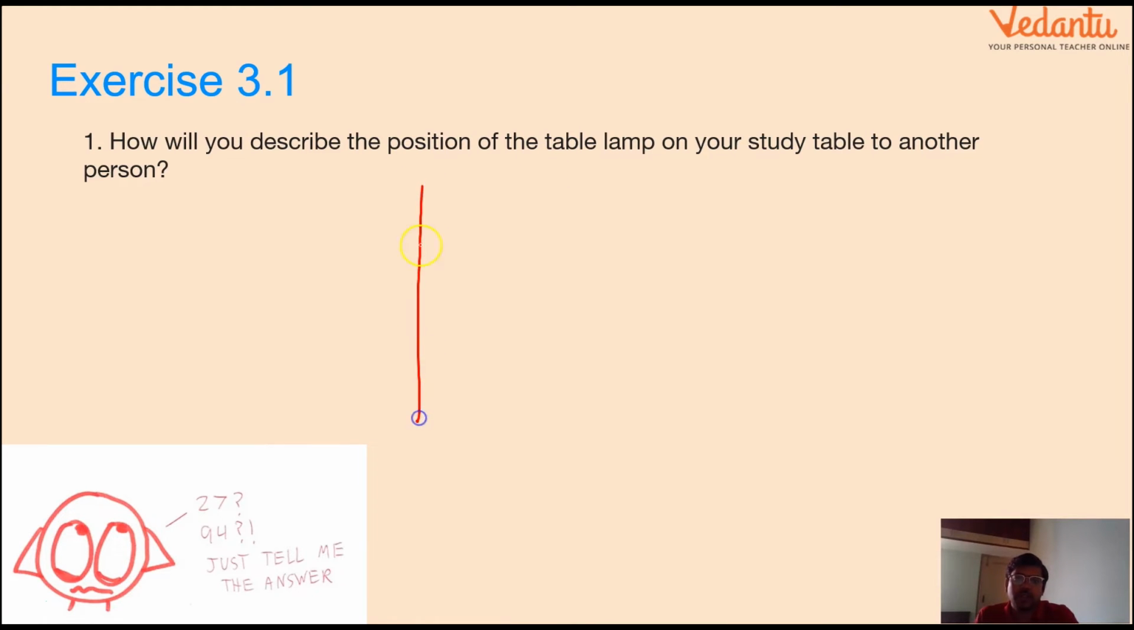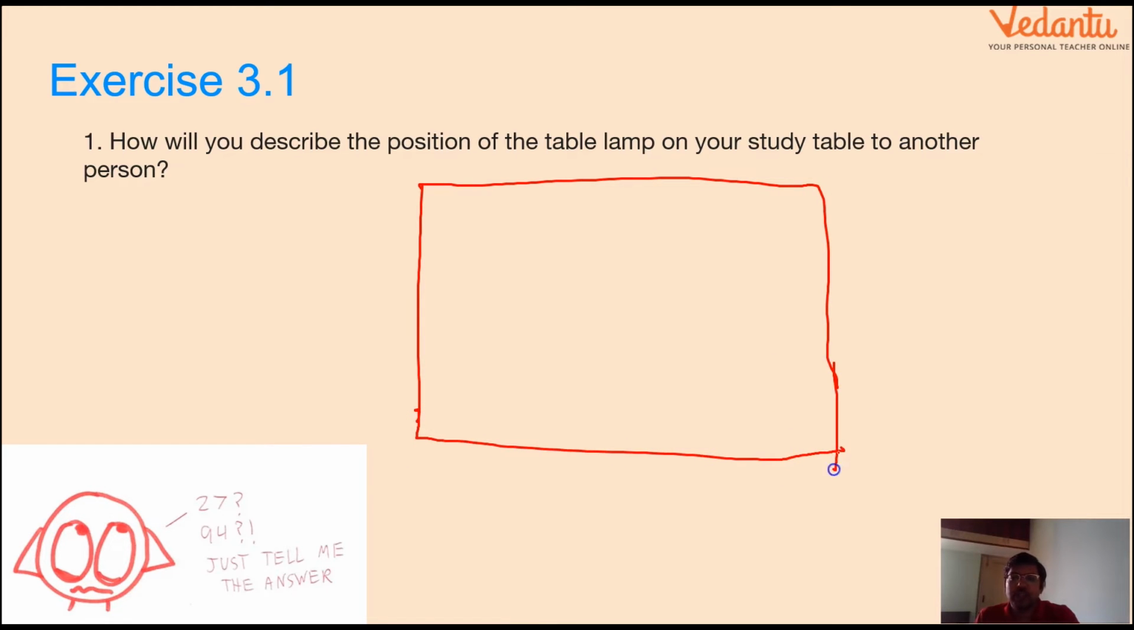Now, I'm just assuming that this is your study table. Okay. This is something interesting. Okay, let's do it. So this is your study table and somewhere here your lamp is placed. Now, how are you going to locate this? Because on a study table, there is no scale or anything like that. So you can form one scale of your own.